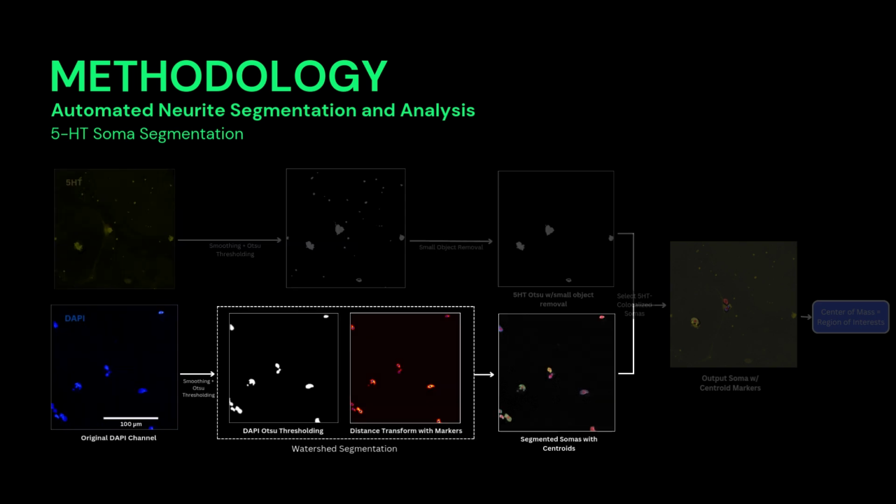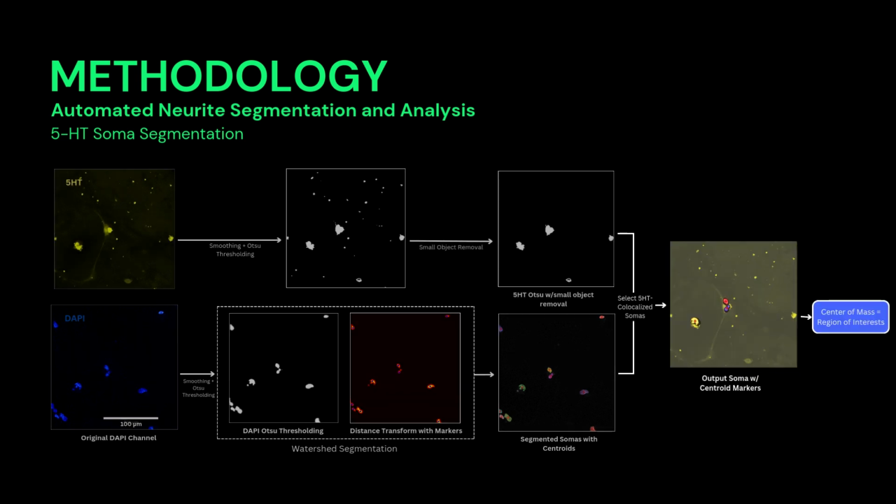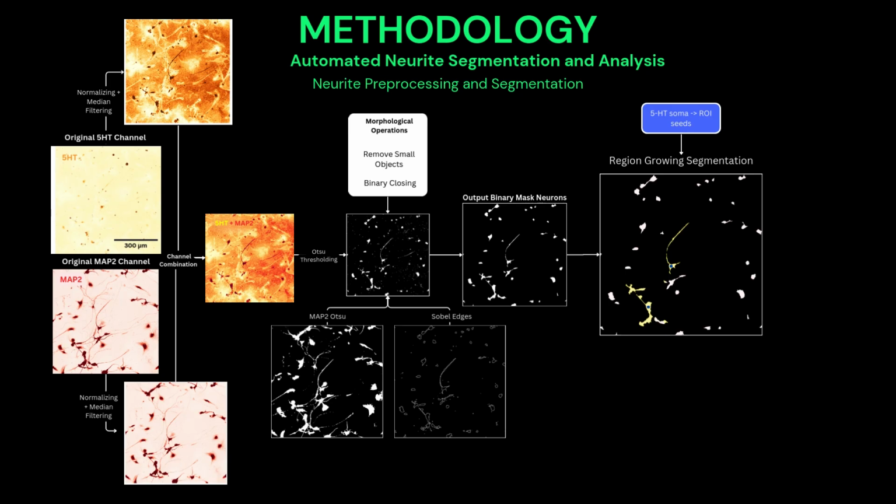Secondly, we use watershed segmentation on the distance transform of the DAPI thresholded channel to effectively separate continuous overlapping somas. And thirdly, we look at the colocalization of the signals and keep only those somas that actually belong to serotonergic neurons. We also store their center of mass coordinates for posterior processes. Now, in order to pre-process and segment serotonergic neurons, we follow three simple steps.